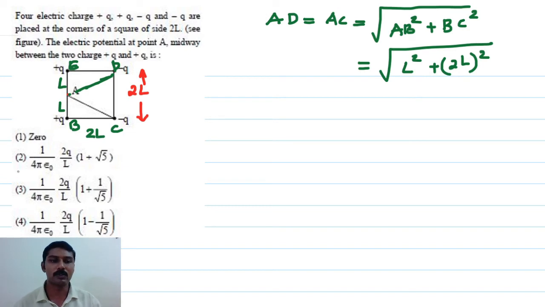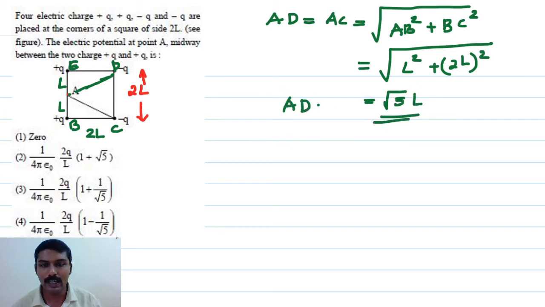That is what we have to find out. When you substitute this, you will get root 5 times L, which is the value for both AD and AC. So in our derivation, we'll be able to use both.